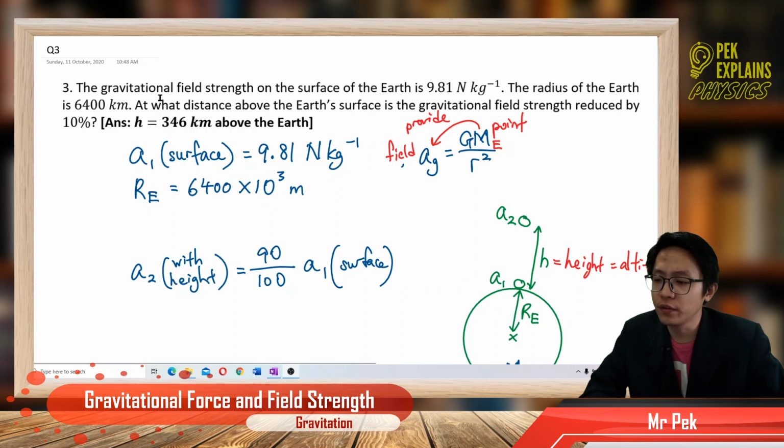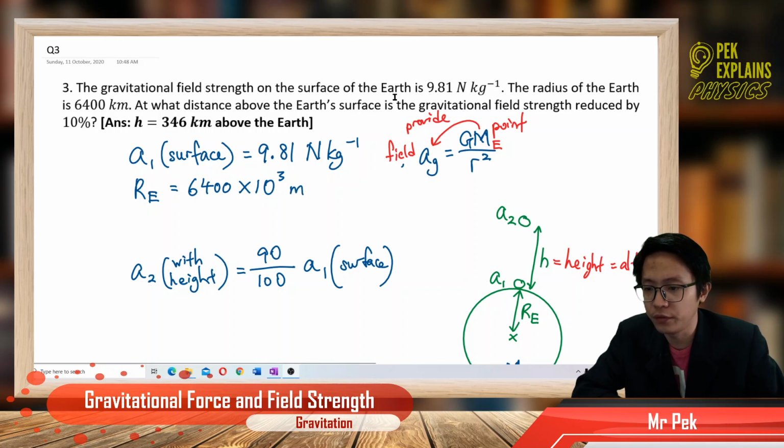Okay, the gravitational field strength on the surface of the Earth is 9.81. The radius of the Earth is 6,400 kilometers. At what distance above the Earth's surface is the gravitational field strength reduced by 10%?